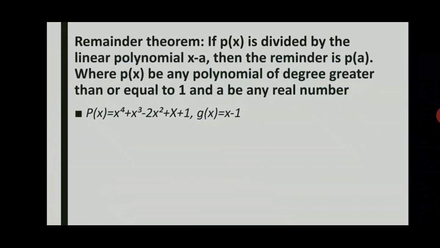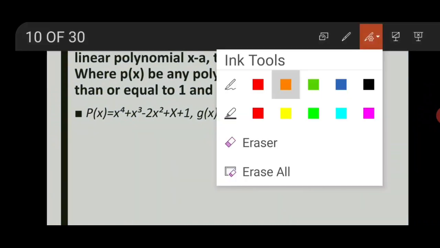If any polynomial p of x is divided by a linear polynomial x minus a, then the remainder is p of a, where p of x is any polynomial of degree greater than or equal to 1 and a is any real number, right? This is known as the remainder theorem, and you need not bother about this. Just see how I can simplify or find the remainder in this problem, right?